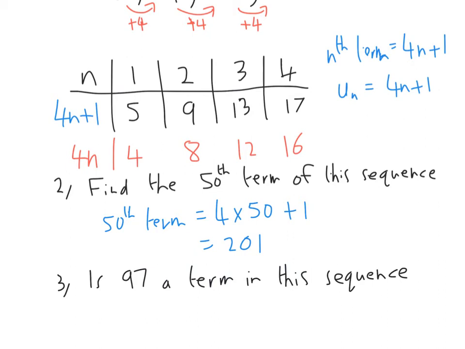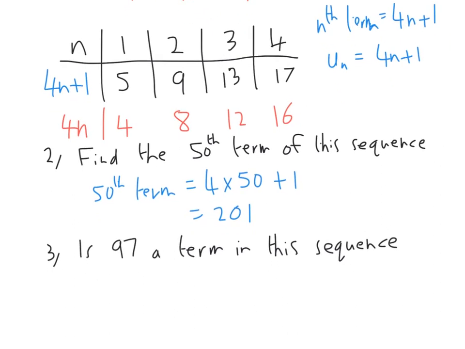Question number 3 then, is 97 a term in the sequence? So if we continue the pattern, 5, 9, 13, 17 and so on, would we get 97 along the way? Again, we wouldn't want to keep counting. We'd want to use the nth term to be a bit quicker.